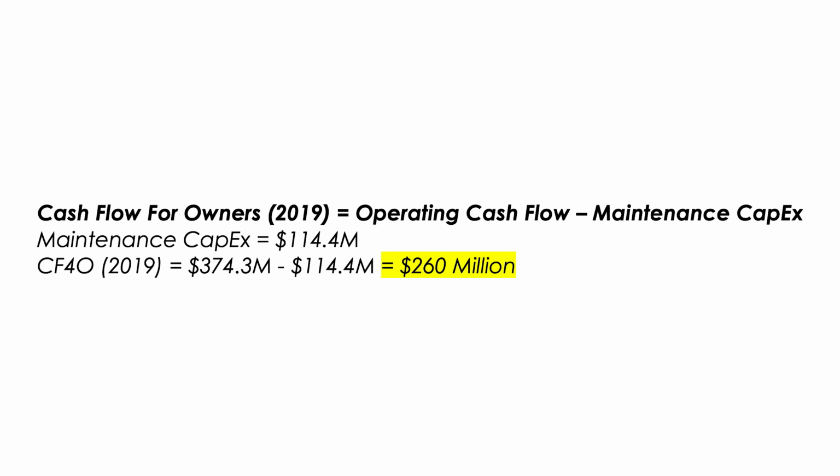So again, if you want a full tutorial on cash flow for owners, use the link in the description below and check out that full video. But essentially, I took operating cash flow and my estimation of maintenance capital expenditure and came up with an estimate for 2019 of cash flow for owners of $260 million.